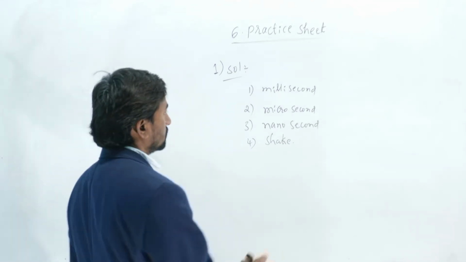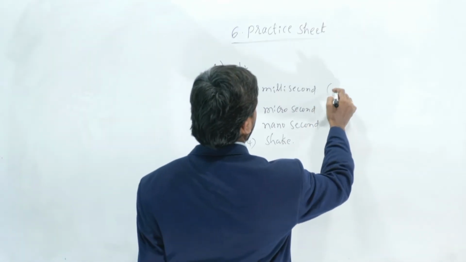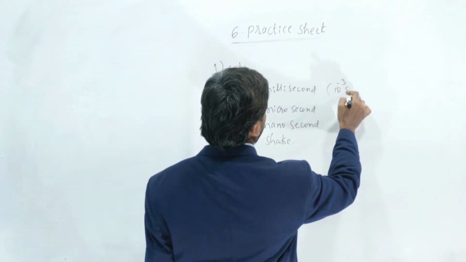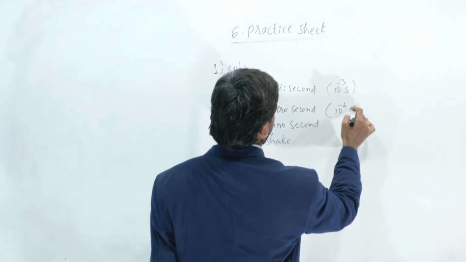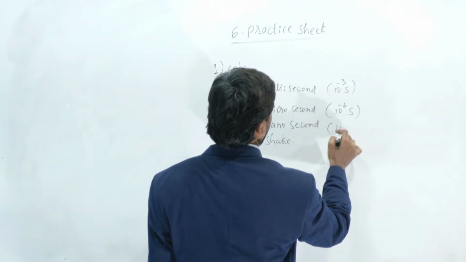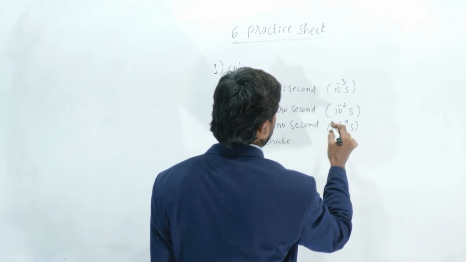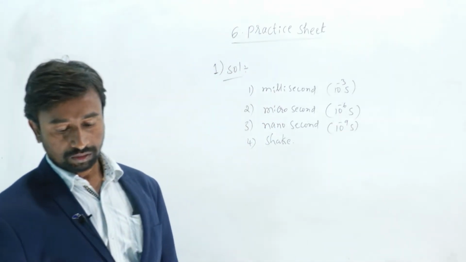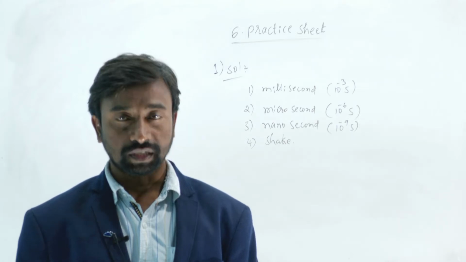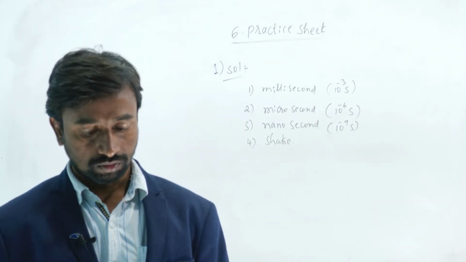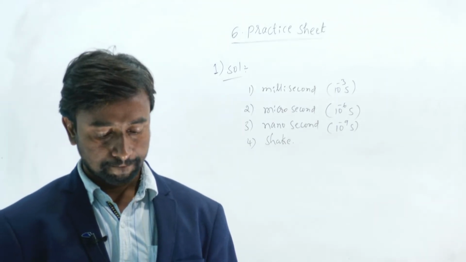So here milli is nothing but 10 to the power of minus 3 seconds, micro is 10 to the power of minus 6 seconds, and nano means 10 to the power of minus 9 seconds. Okay. So we can write from that.